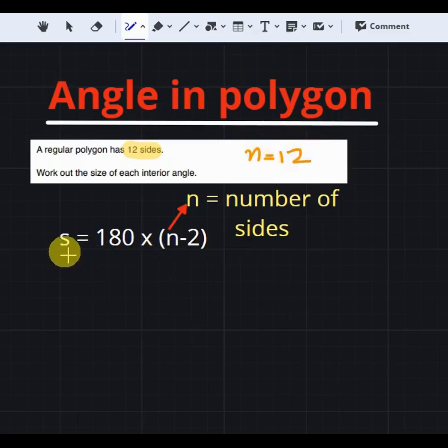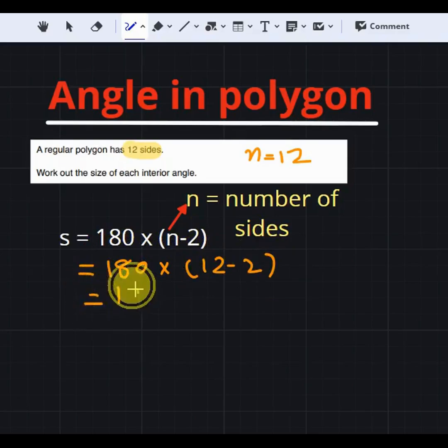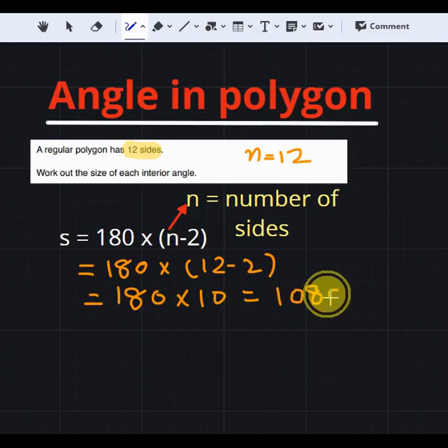As I know, the formula for the sum of interior angles is 180 times (n minus 2). So I just substitute n is equal to 12 in this formula. So 180 times (12 minus 2), so 180 times 10, which is equal to 1080. So it means that 1080 is the sum of interior angles inside a 12-sided polygon.